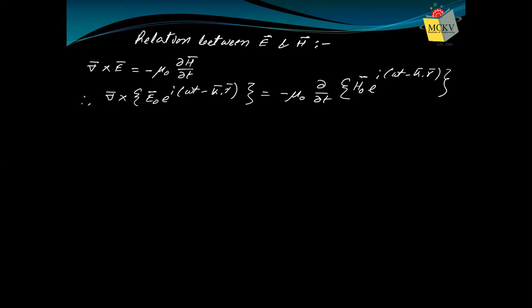Just put the expression of E and H in Maxwell's third equation. That's all. In the previous case, when we found the relation between E and K or H and K, we started with the first or second equation. Now I am using the third equation. Now, del cross operates on E naught and e to the power something. These are the two quantities on which del cross operates. So, one by one we will operate. First, this operates on E naught. E to the power something remains constant.